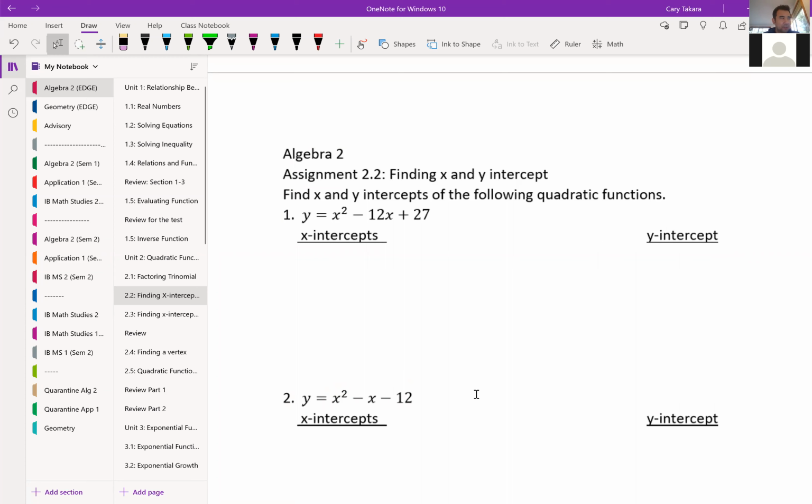Now, if you feel comfortable figuring out how to do this, you don't have to wait for me. Just keep going on your own. But as we finish each problem, please stop for a moment to check your answer, okay? So number 1, let's find the x-intercept.